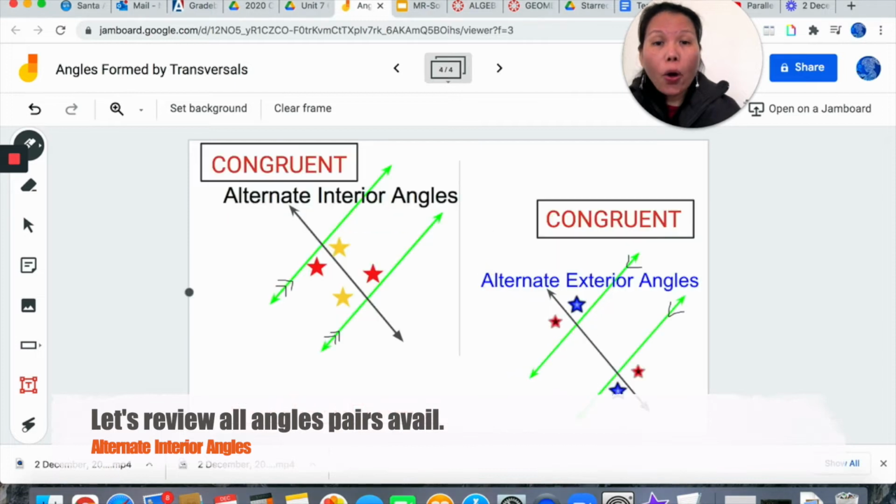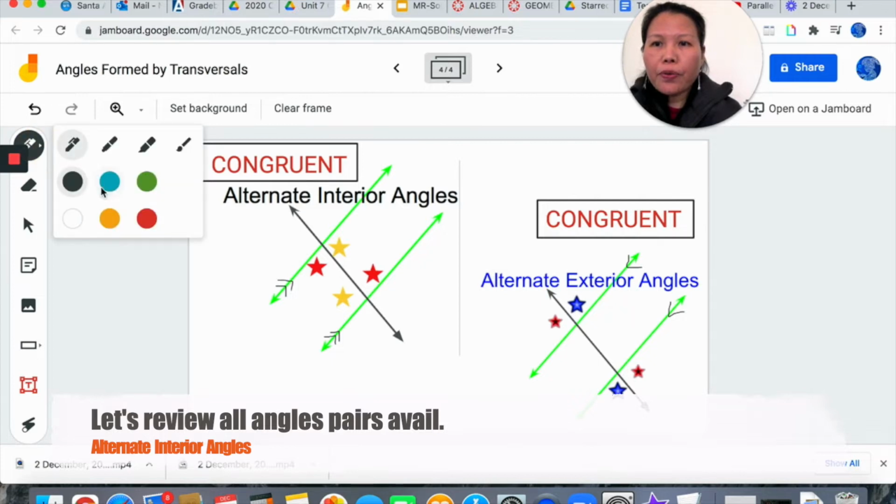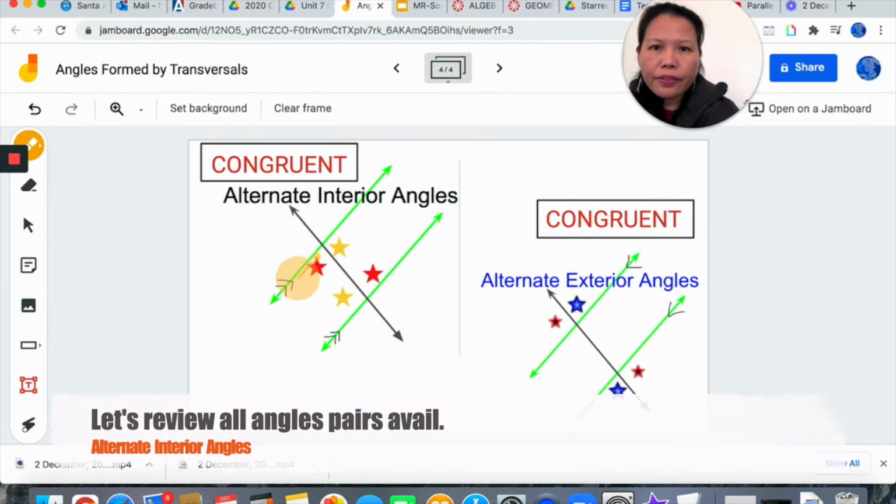The next one, alternate interior and alternate exterior angles. Alternate interior angles, if you follow with the yellow highlighter, I have this one right here. This is the angle, and here's the other angle. If you follow with that yellow pen, you see it's going to form a letter Z in the alphabet. We can use the letter Z pattern to remember alternate interior angles.